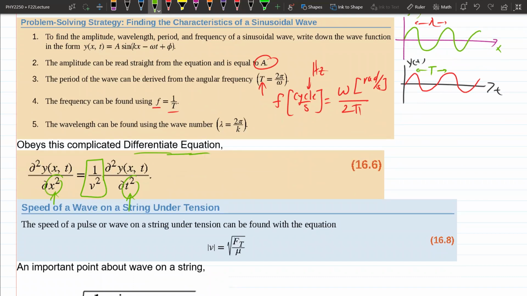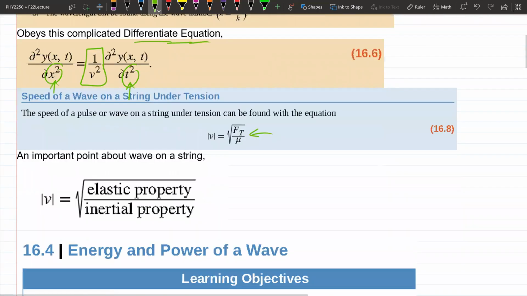We actually use this to find the speed of a wave on a string under some tension, F sub t, which is the tension force, how much you're pulling on that string, divided by the mass density of that string. And we're going to play around with that today, actually. The important thing is not to memorize this formula, but to get the idea that the speed of the wave is related to some square root, just because of this square situation here, of some elastic property, meaning how stretchy the spring is.